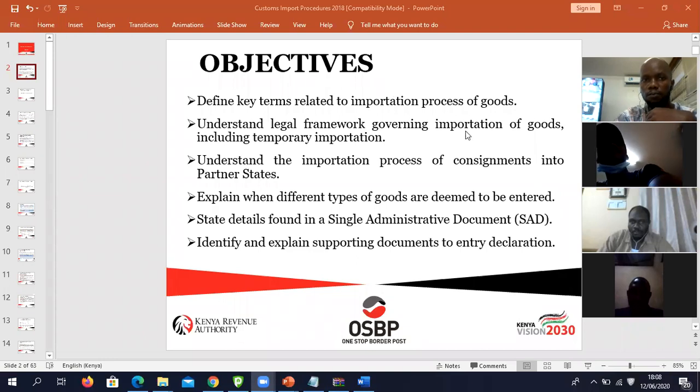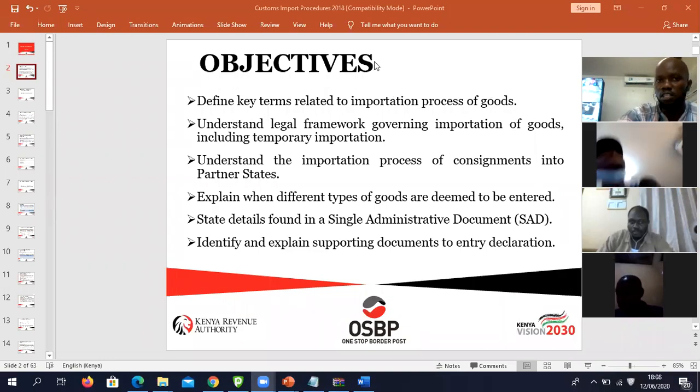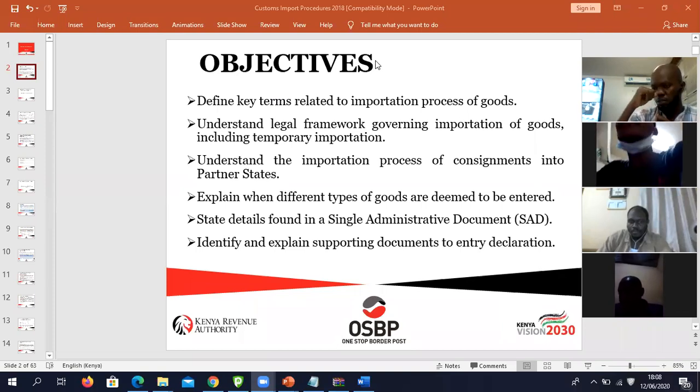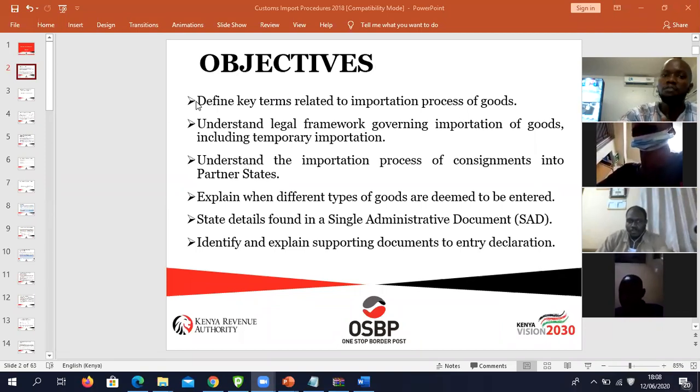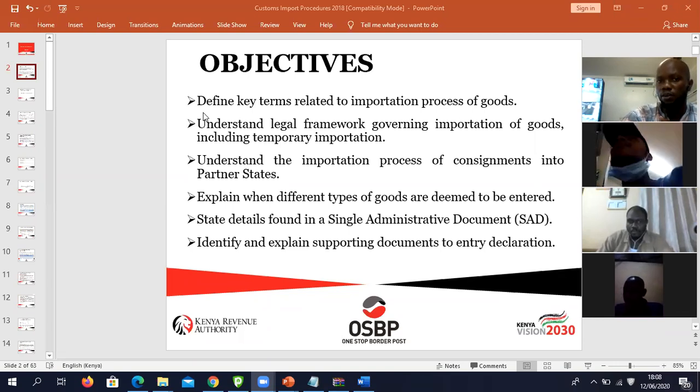Okay, let's proceed. So for today, I've said we'll be having objectives. The objectives, 1, defining the key terms related to the importation process of goods, which we shall see. What are these key terms? What are their definitions? So that we'll be familiar with such terms when you hear them later on in this unit or in other parts of the course.